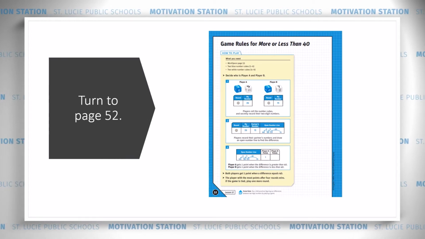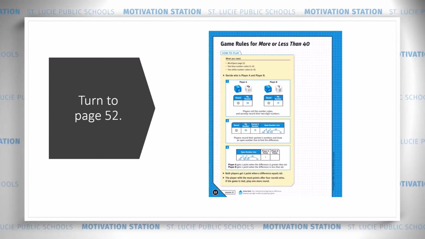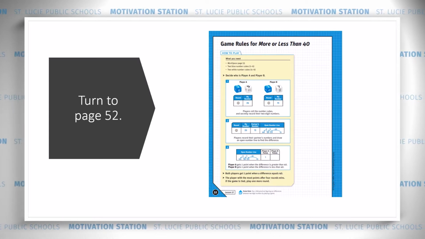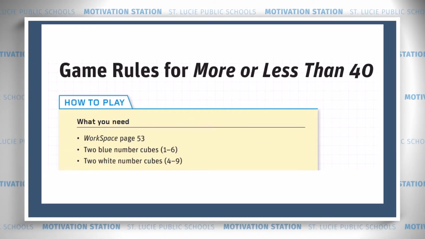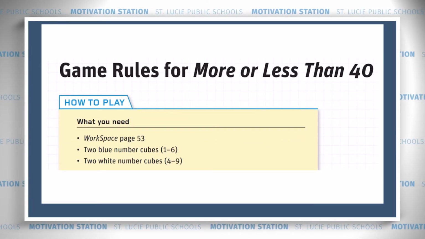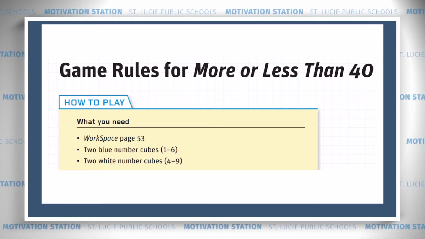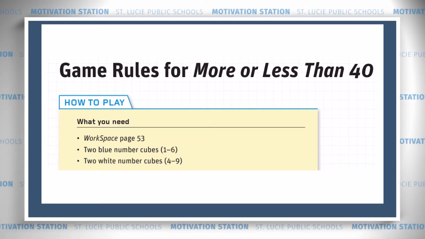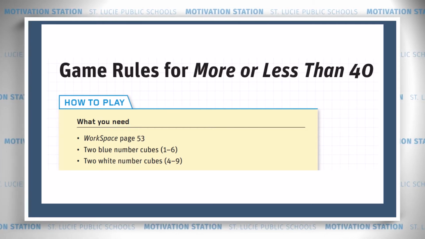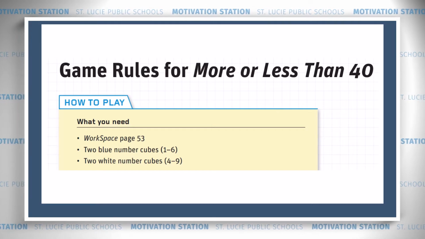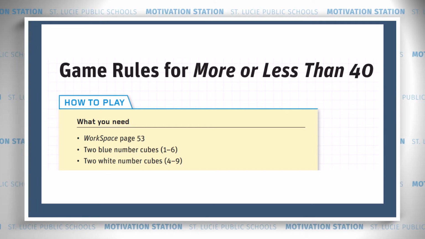Turn to page 52. On page 52, you will find the rules for the game More or Less Than 40. We will go over them now. How to play. What you need. You will need your workspace book on page 53, but don't worry about that now. You will need 2 blue number cubes and 2 white number cubes. Remember, if you do not have these number cubes, you can get them online using the online tools.